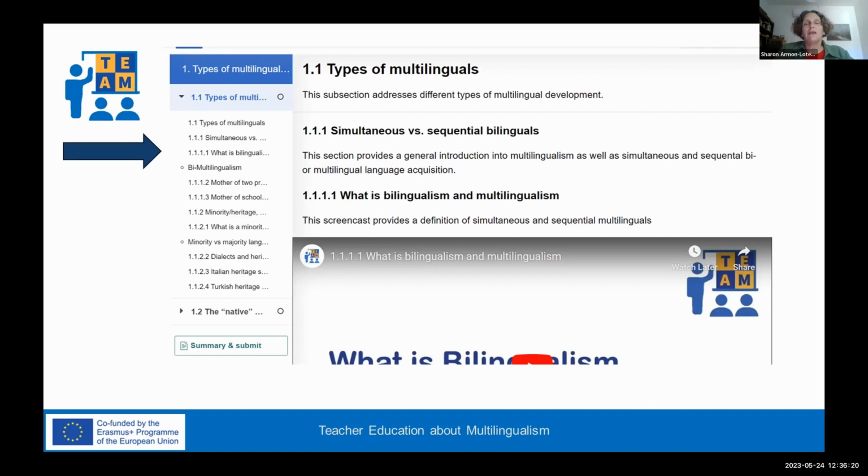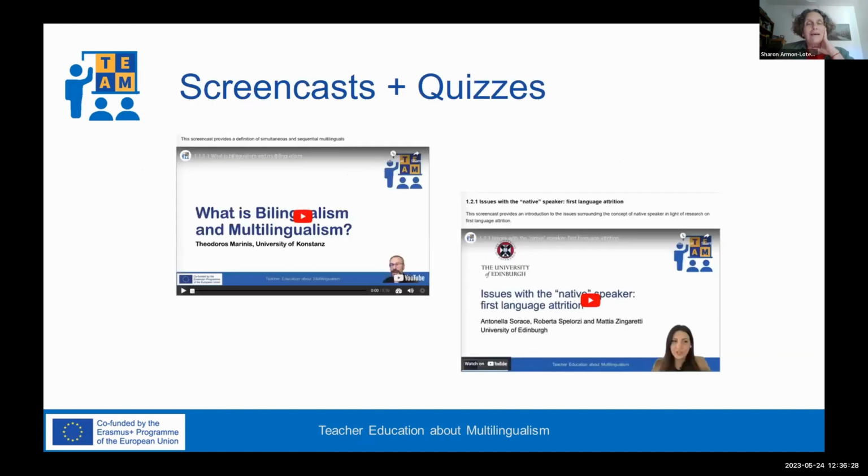And you can either click on each of them or just scroll down to get a lot of information in different manners. So one possibility is screencasts that are accompanied with quizzes. So you can see here 2 samples of screencasts, one on what is bilingualism and multilingualism. The other is on issues with native speaker first language attrition. And each is accompanied with a quiz.